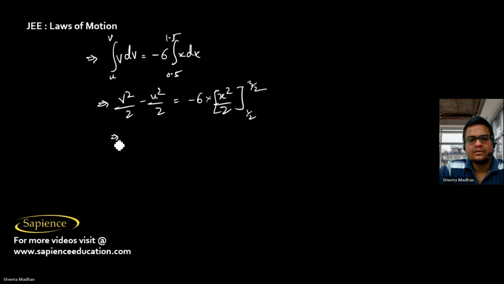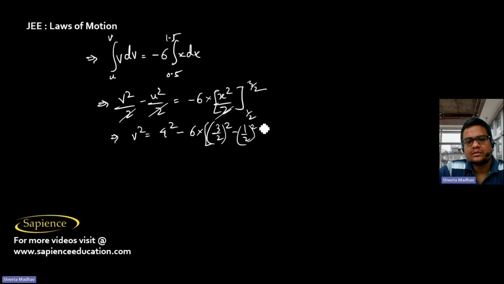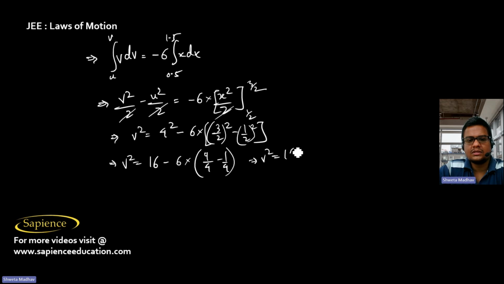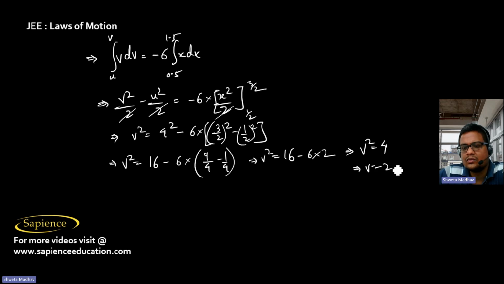So the 2 we can take as common and cancel out. So v square will be equal to u square, which is 4 square, minus 6 into x square. x square is 3 by 2 whole square minus 1 by 2 whole square. So therefore v square will be equal to 16 minus 6 into 9 by 4 minus 1 by 4, that is 8 by 4, that is 2. So v square will be equal to 16 minus 6 into 2, 6 twos are 12. 16 minus 12 is 4. So v square equal to 4. So v will be equal to 2 meter per second.